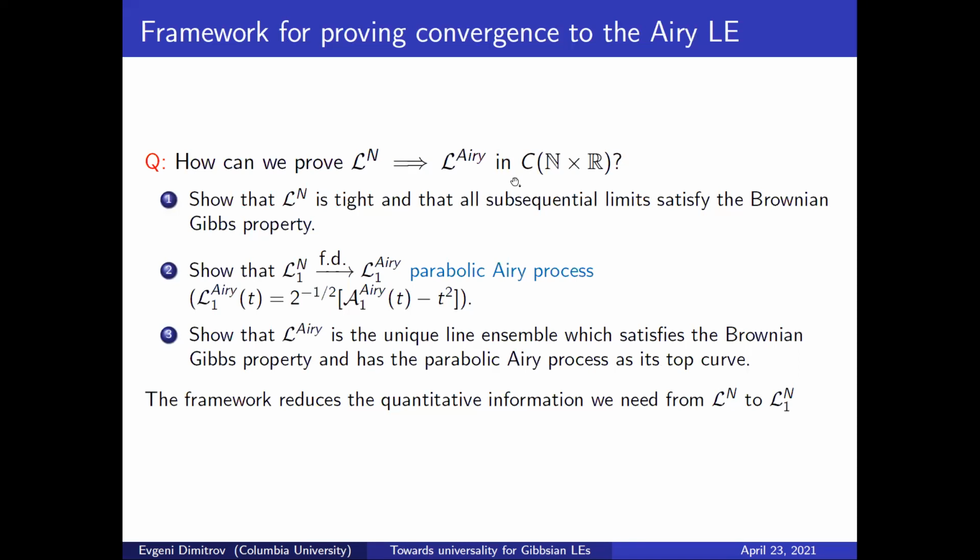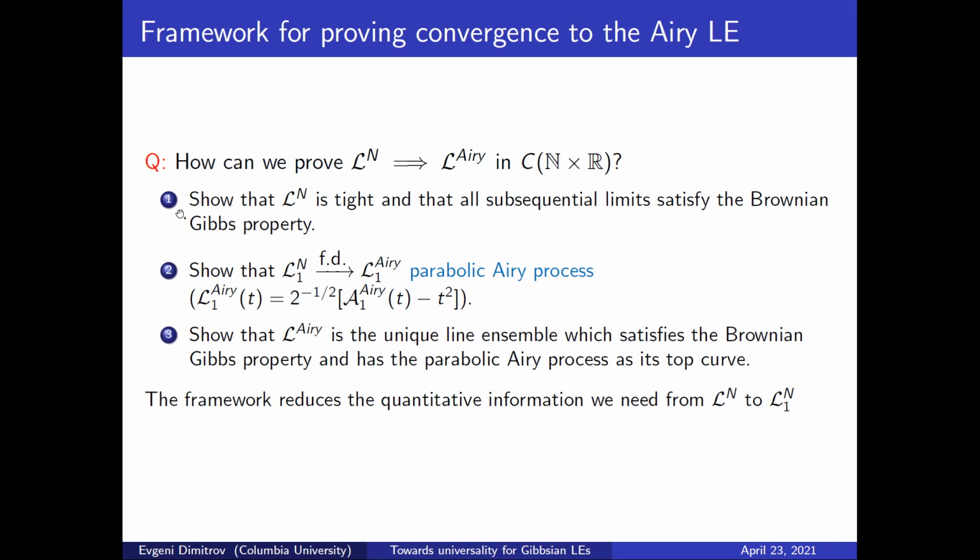And here I'm already going to ask a more ambitious question, not just finite dimensional convergence, but convergence in the topology of uniform convergence over compacts, which is stronger than finite dimensional convergence. So this framework consists of three parts.